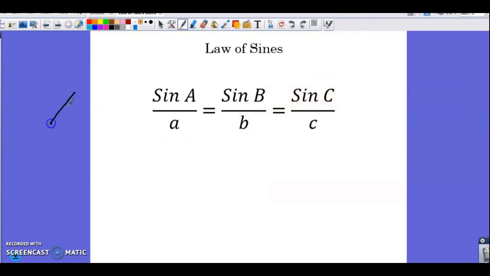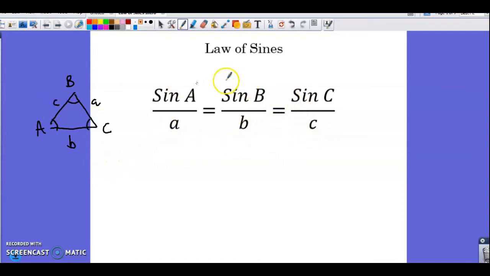So in other words, if you have a triangle A, B, C, this would be side A between the B and the C. Between A and C is side B. Between A and B is side C. Well, if I take the sine of this angle A and divide it by that side, I will get the same decimal value as doing the sine of this angle B and dividing it by the opposite side. Same thing if I do the sine of C and divide it.